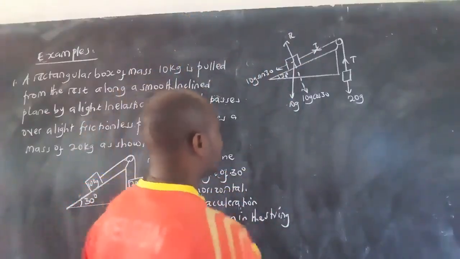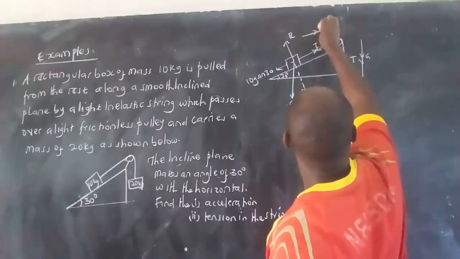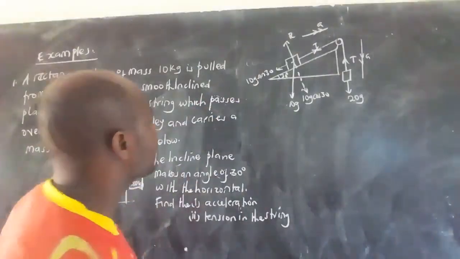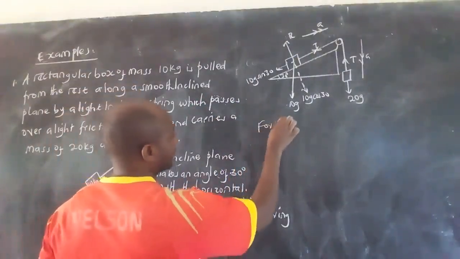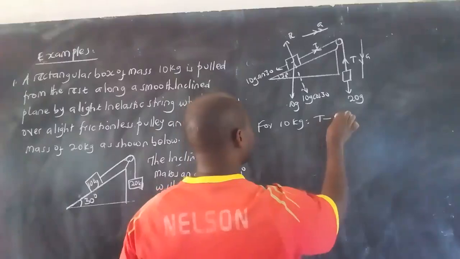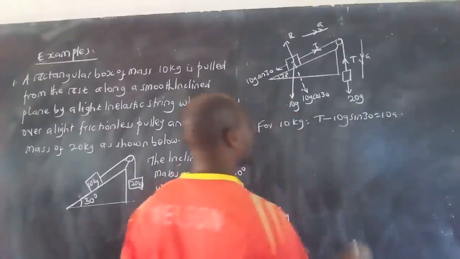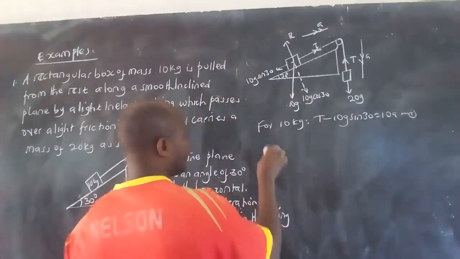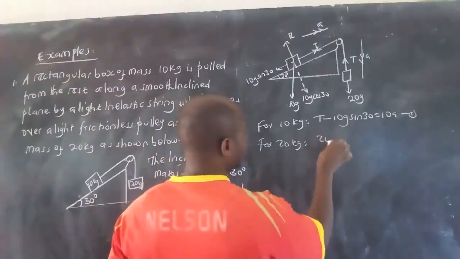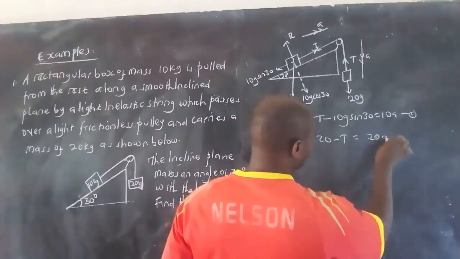So since this one is greater than this one, the motion is like this. The motion is along the incline. So from here, we can start with the 10 kilogram mass. The motion is upward, so that's T minus 10 G sine 30, giving us 10A. That is equation 1. Then for 20, we shall have 20 G minus T, giving us 20A, equation 2.